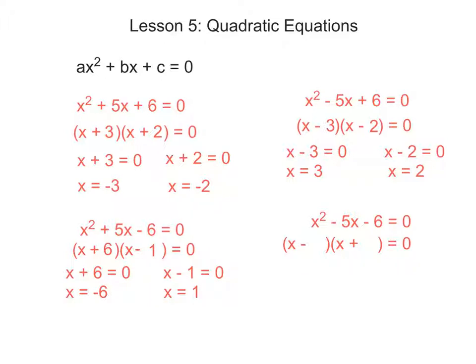Notice we have a negative sign in front of the 5. The larger number, which is the 6, is going to go with the negative sign. The smaller number, which is the 1, will go with the positive sign. So again, we're going to set each of these factors equal to 0 and solve for x. So now our result comes out x equals positive 6 and x equals negative 1. So here are the four cases of basic factoring.